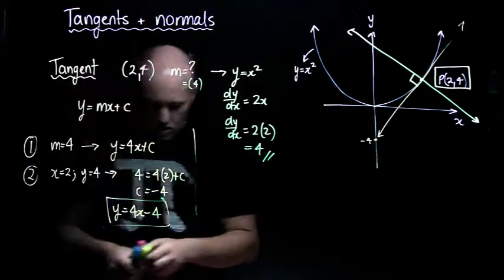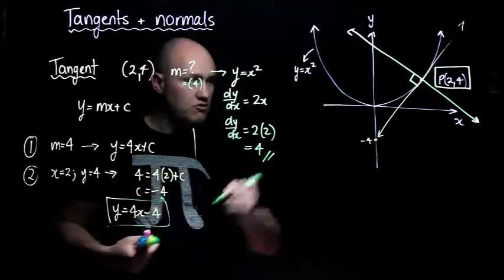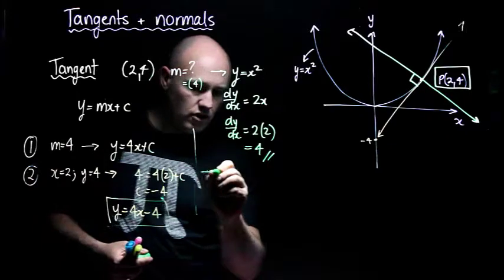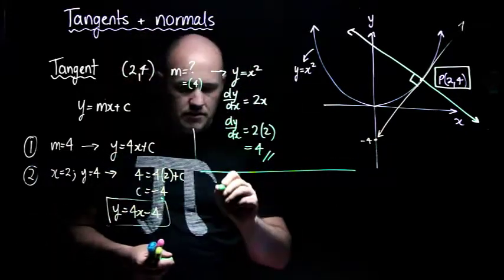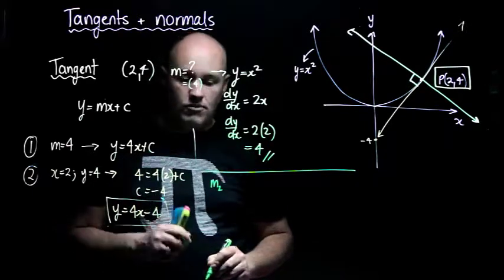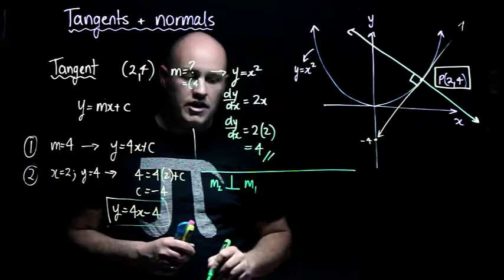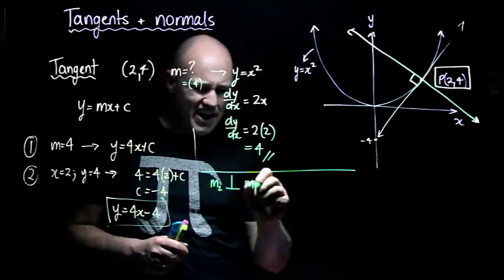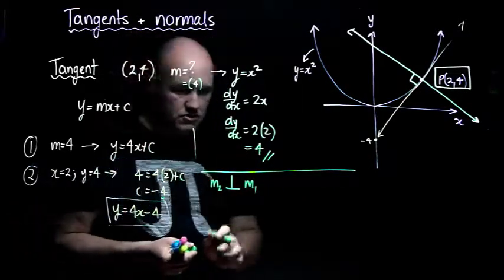Now for the normal curves. Let's talk about the normal. And I'll do the normal in green, because that's what I started with over there. So I'm going to put a little line here, and I'll probably do the normal under there. Now the first thing is that I'm going to say that m2 is the gradient of my normal curve, and it's perpendicular to m1, which is the gradient of my tangent. And I could call it mn and mt or whatever.